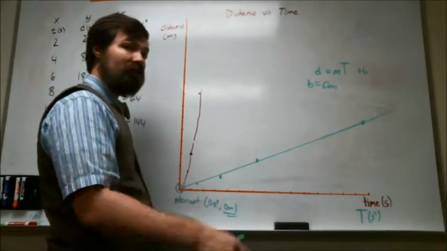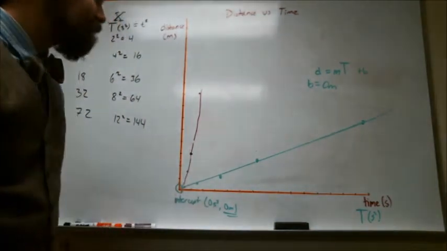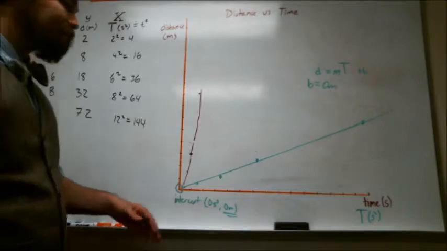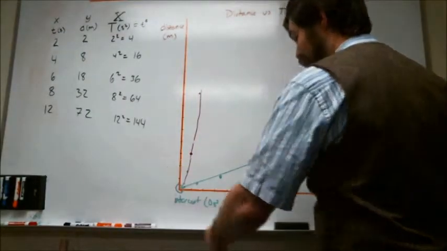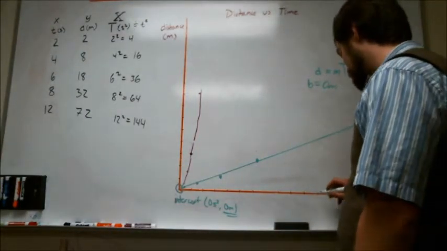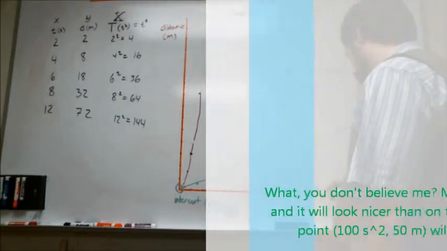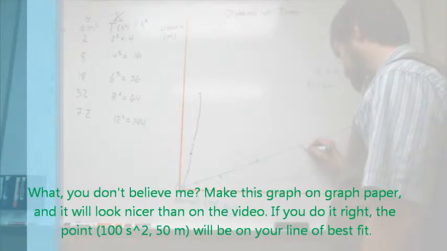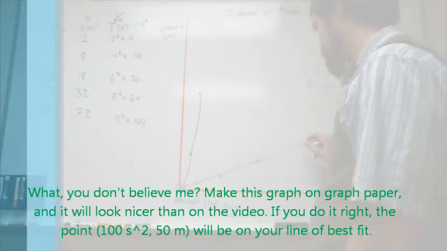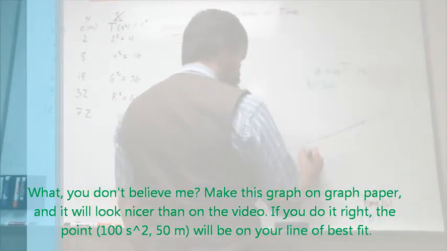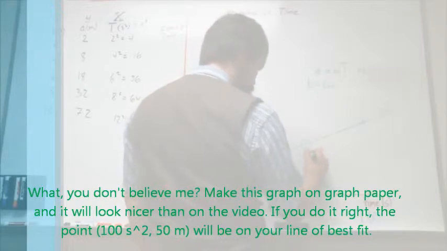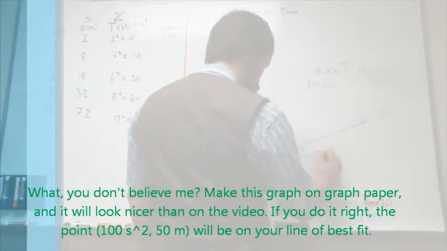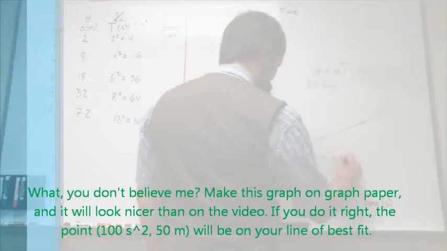We need 2 points on the line in order to get a slope. So here's one of the points, might as well use it. Another point maybe would be around right here. So this point right here looks like about 100 seconds squared, comma 50 meters.